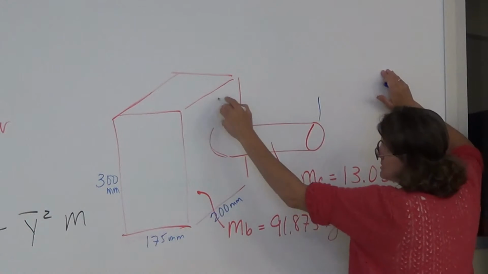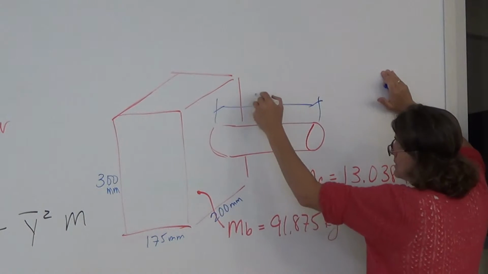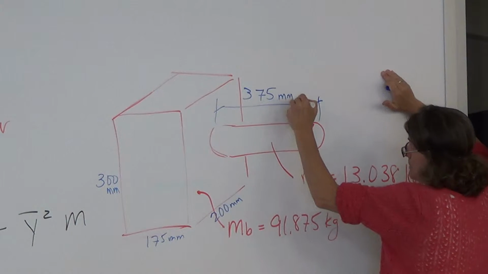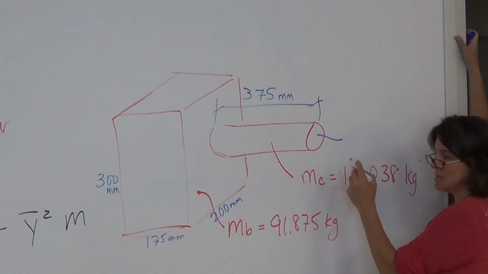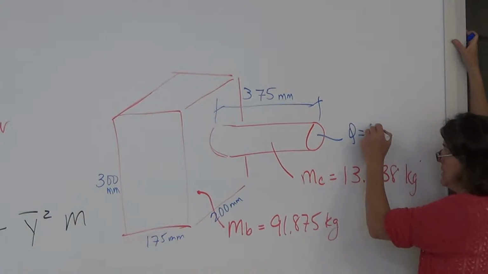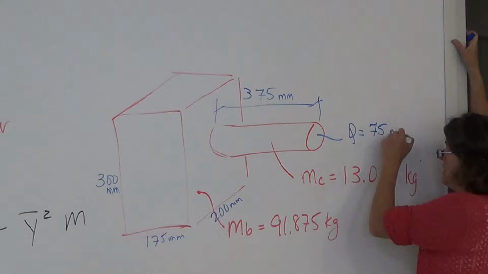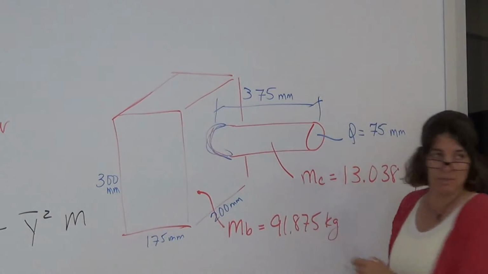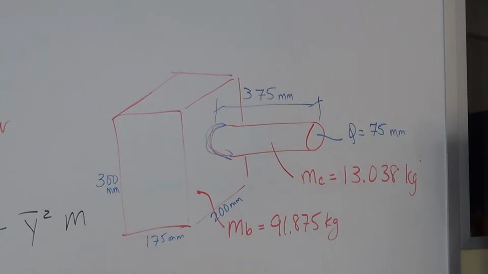What's the length of this cylinder? 75? And do they give you the radius or the diameter? What's the diameter? 75. So we don't know how far that steel penetrates the brass, do we? We're going to assume that it was connected right there. It's not going inside. Otherwise, they would have to tell us that.